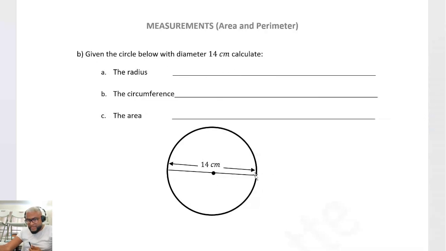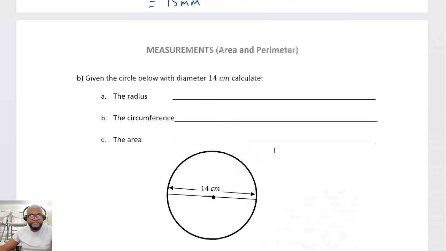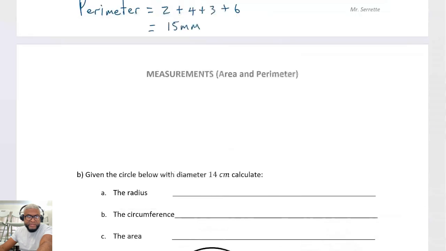So, in this circle, we have our diameter being 14 centimeters. For those who don't know, let me give you all our definition for radius, our definition for diameter, and our definition for circumference. Let's write the definitions first, and then we'll do the question, right?